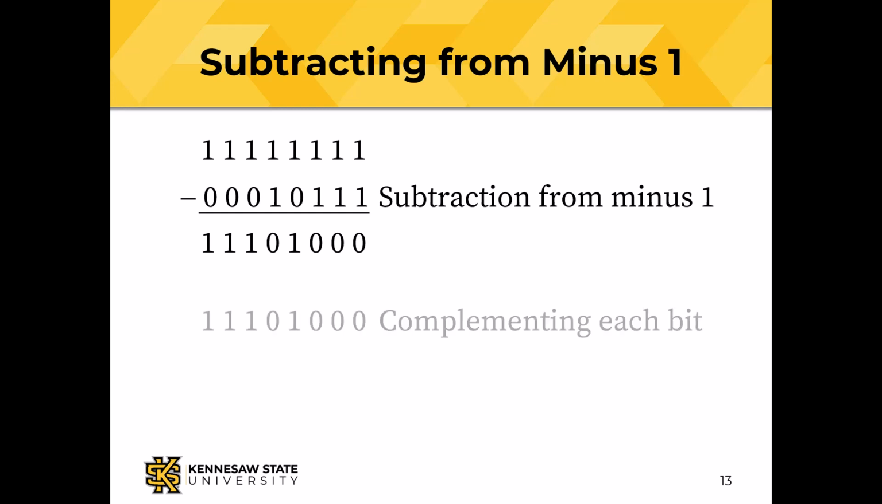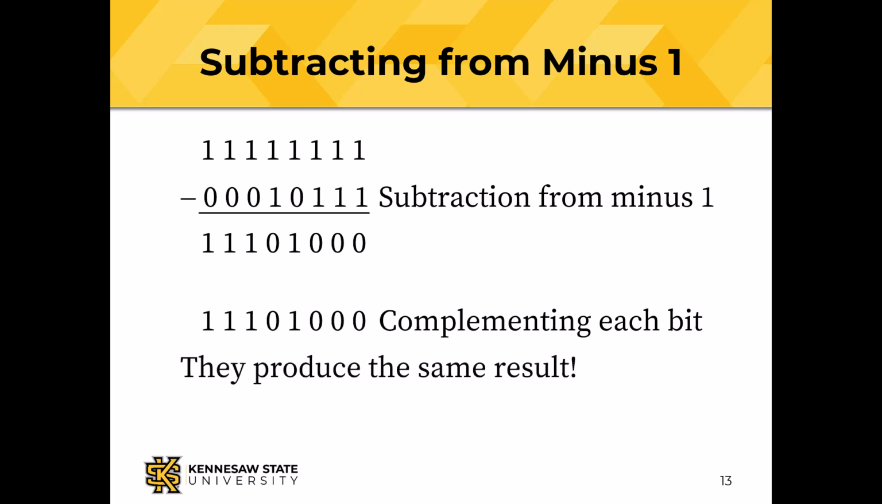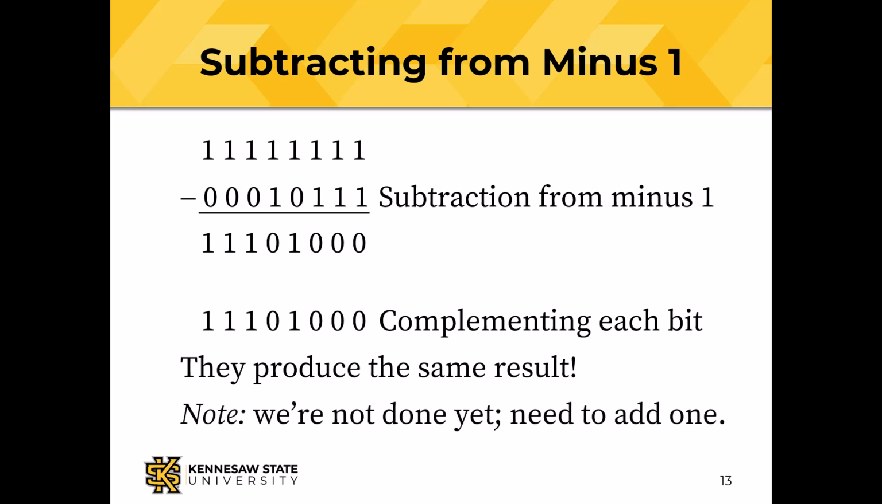11101000. If I flip each bit of 00010111, I get 11101000. Complementing, that is, flipping each bit and subtracting from minus 1, produce the same result. We're not done with complementation yet. We still need to add 1 to that complemented number.